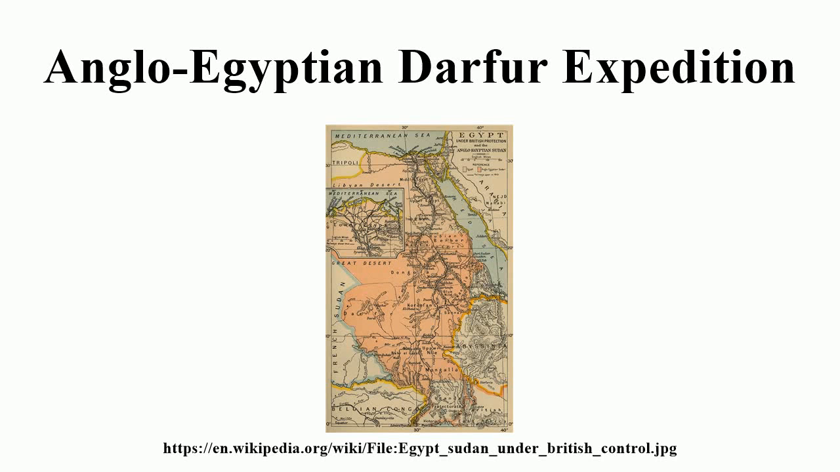The Anglo-Egyptian Darfur expedition of 1916 was a military operation by the British Empire and the Sultanate of Egypt, launched as a preemptive invasion of the Sultanate of Darfur.